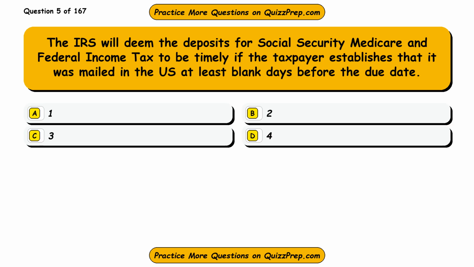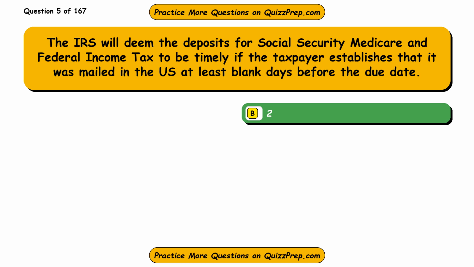Question 5. The IRS will deem the deposits for Social Security, Medicare, and federal income tax to be timely if the taxpayer establishes that it was mailed in the U.S. at least blank days before the due date. Option A 1, Option B 2, Option C 3, Option D 4. The correct answer is option B, 2 days.